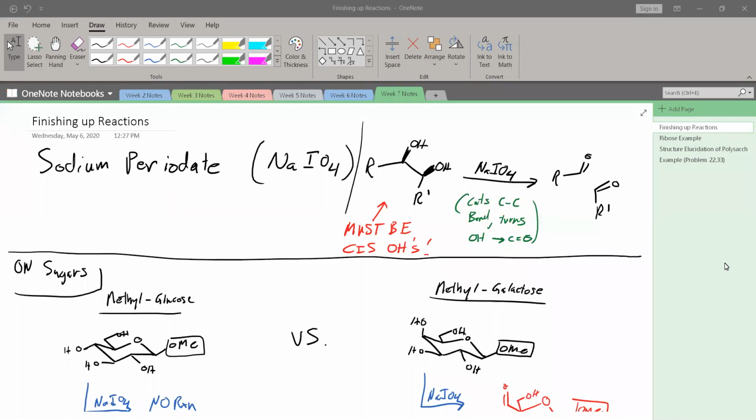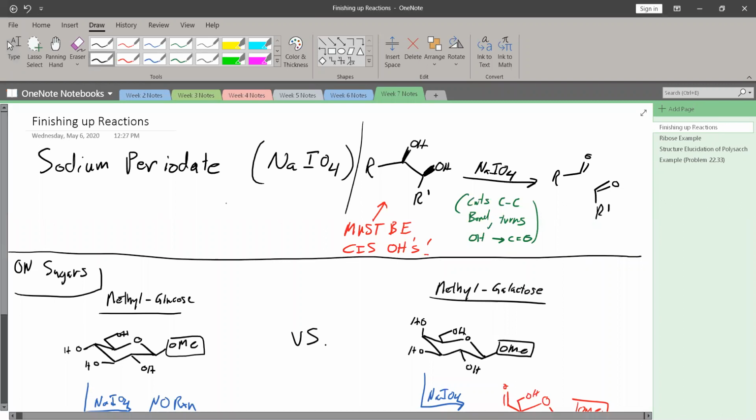Welcome back, all. All right, so today the first thing I really wanted to start with was just finishing up some reactions for sugars. And so one of the last reactions that we will be talking about, at least for sugars, is sodium periodate.